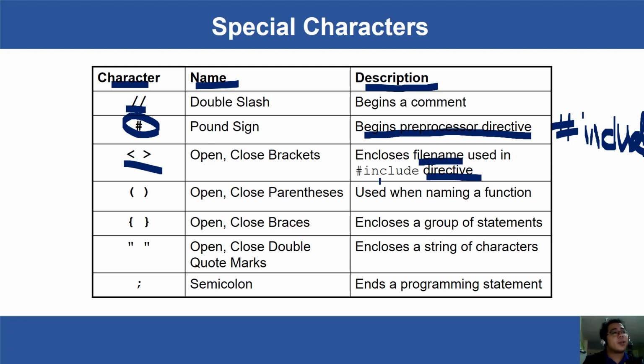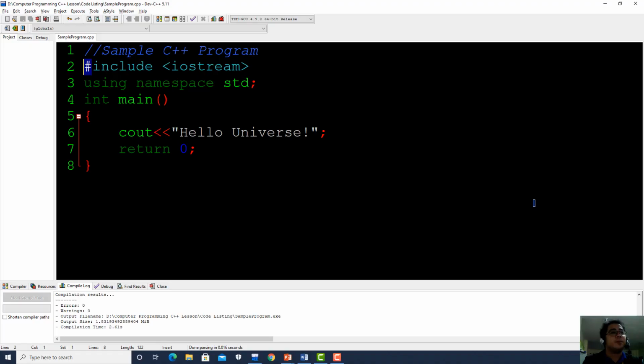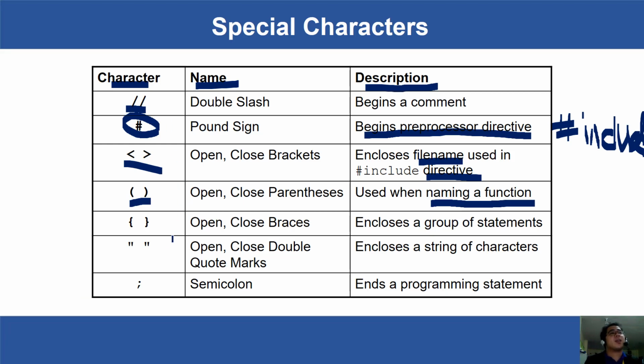Okay? So, meron tayong open and close parenthesis. Diyan ay ginagamit natin for the naming a function. So, later, gagawa tayo ng function. Bakit ba may open and close parenthesis yung nakalagay dito? Okay, bakit kaya may ganyan? Mayroon pa ba tayong pwedeng ilagay? Yes. Okay, later, kapag nasa function na tayo. Okay, meron tayong open and close braces para ma-enclose yung ating group of statements.